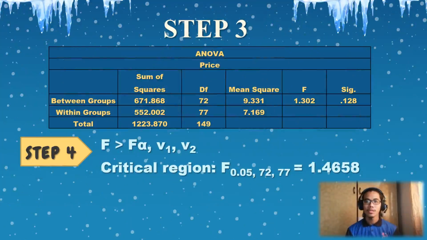So, step 3, we show the ANOVA table that has been obtained from SPSS. Next, step 4 is F greater than F alpha, V1, V2, and the critical region is F 0.05, 72, 77 equal 1.4658.